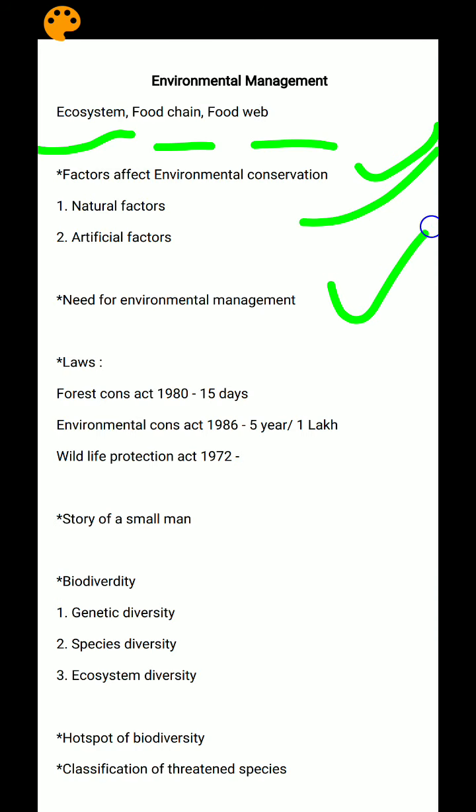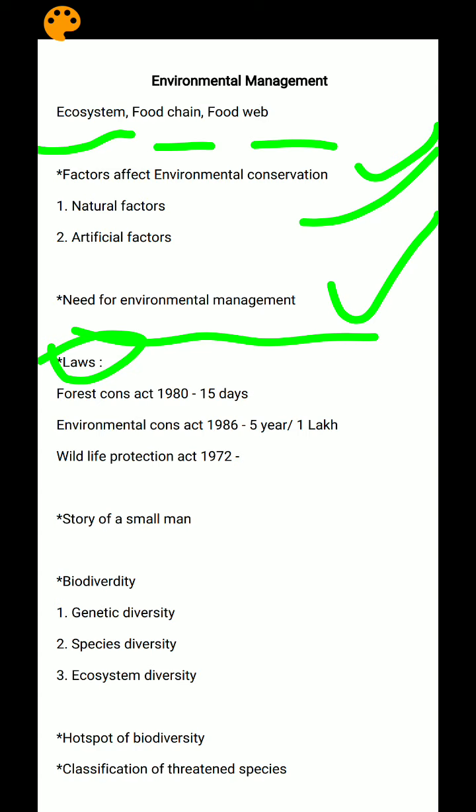Next one is need for environmental conservation. It is also a general point. I will not explore it. You can write it on your own. There are some laws which are given in your book. So what is the punishment for breaking the law?